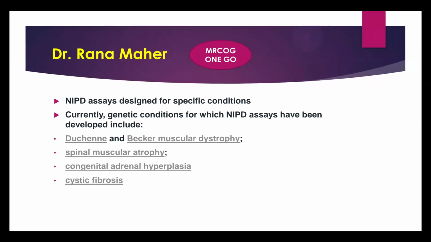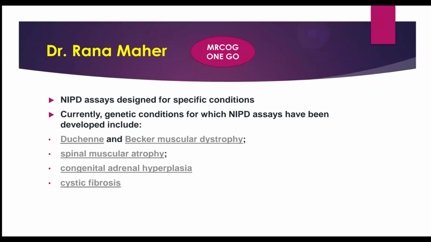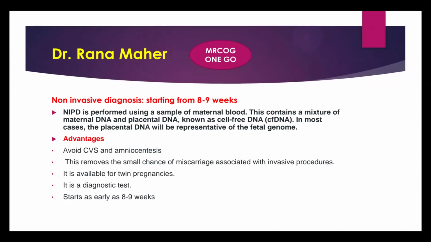When to use the NIPD, the diagnosis, in specific conditions, and usually these are genetic conditions like Duchenne myopathy, Becker muscular dystrophy, spinal muscular atrophy, congenital adrenal hyperplasia, and cystic fibrosis. So as you can see, it's all genetic problems. When to use the NIPT, it's used in the trisomies, like trisomy 21, the Down syndrome, trisomy 18, trisomy 13, and so on. Here, as I told you, we told the patient about the advantages.